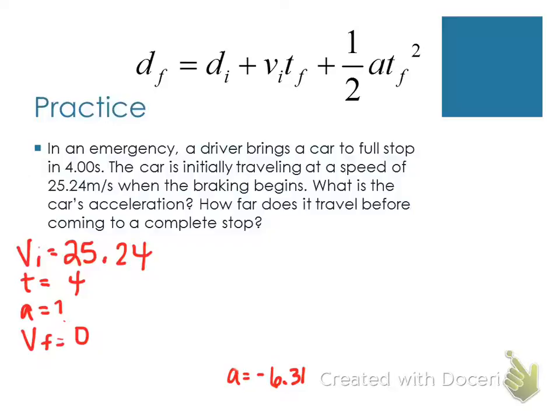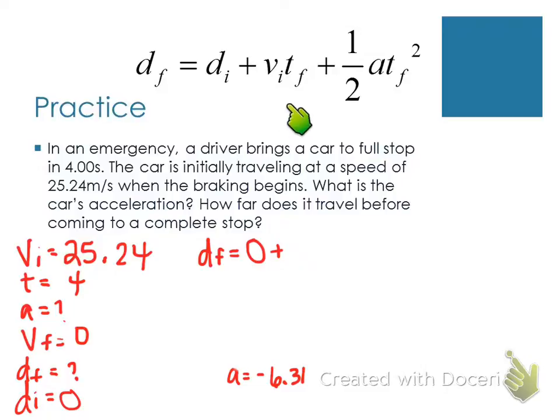Now that I have my acceleration, I can plug it into my kinematics equation to solve for distance final. Okay, now I'm solving for dF. I know my initial displacement was 0, because as my car starts to come to a brake, we're making that basically our new starting point. We want to find out how far it travels from when it starts to apply the brakes to when it comes to a complete stop. So 0.